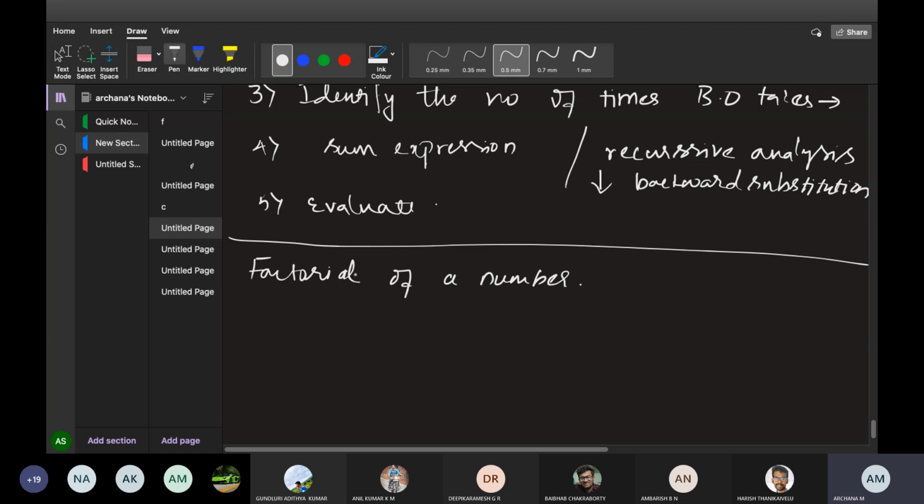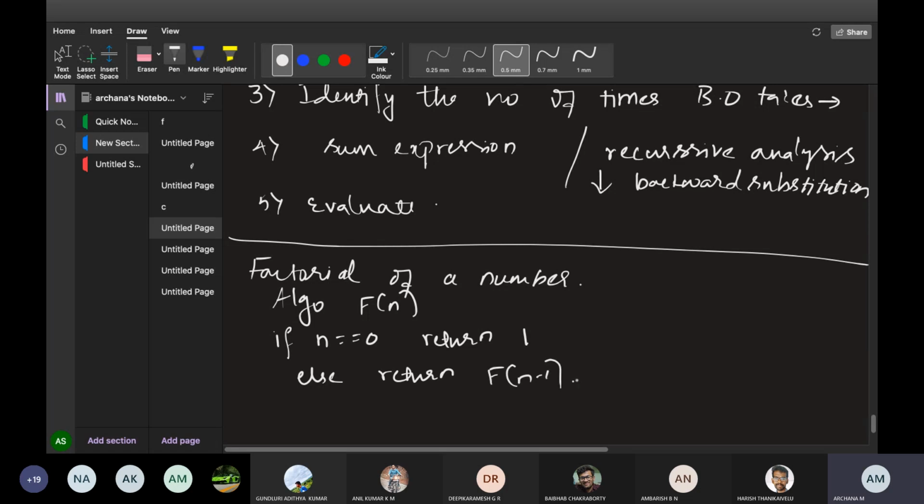Okay, just we will take an algorithm. It's a simple algorithm, right? It's a very simple algorithm. Just a simple function we will write. Algorithm f of n, if n is equals to 0, return 1. You can write this as double equal to. Then what? Else return f of n minus 1 into n.